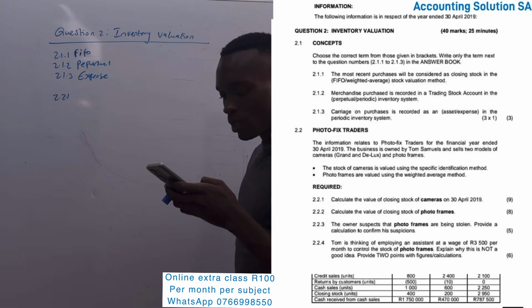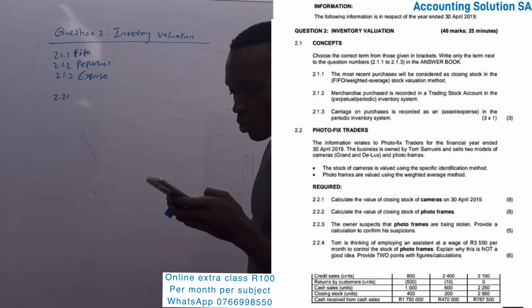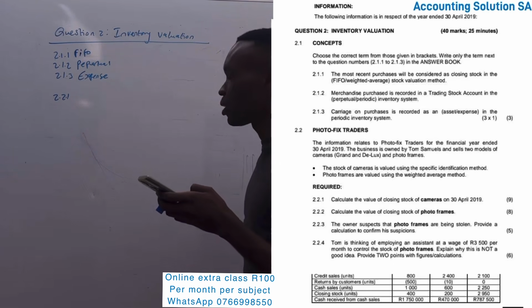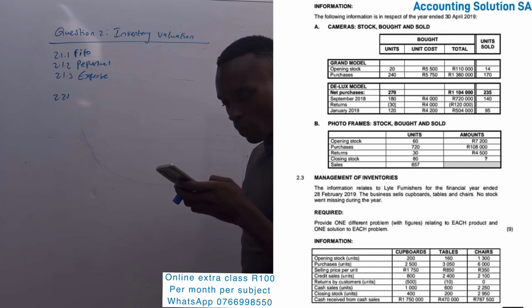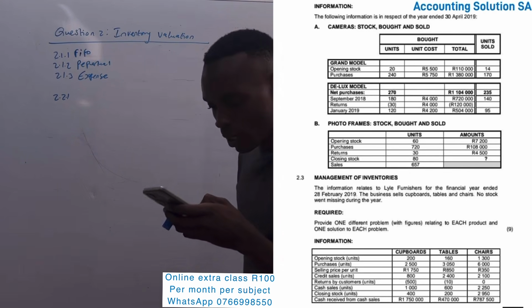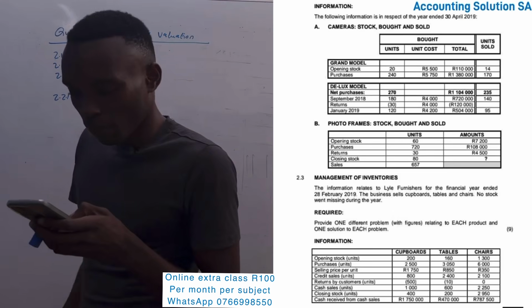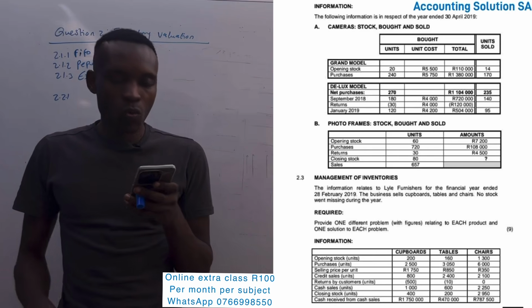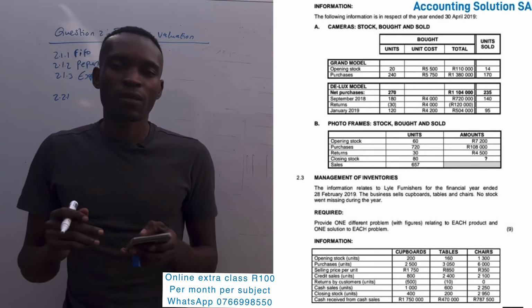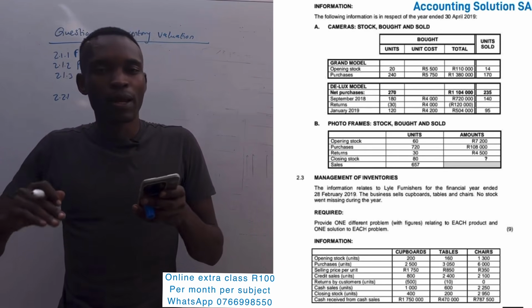We have to calculate the value of closing stock of camera on 30 April 2019 using a specific identification method. Okay, now let's check on our table number A. We have bought and sold part. So what we do under specific identification, we calculate it part by part.